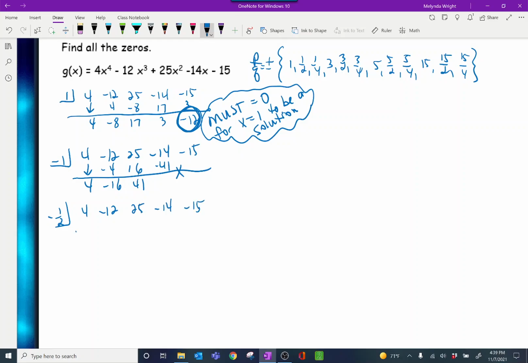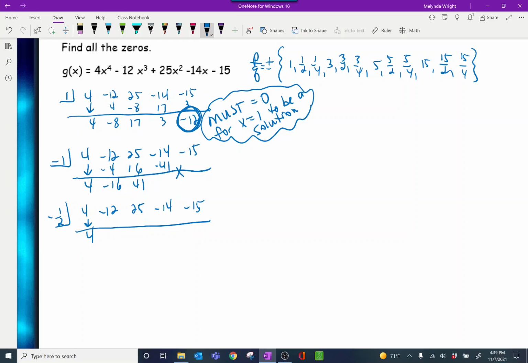So I hope you can see now why this technique is our last resort. We do not want to go through p over q if there's another technique, like if we could do factoring or something else. We would choose anything else over this, but this is what we have.